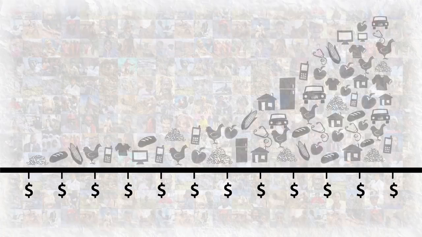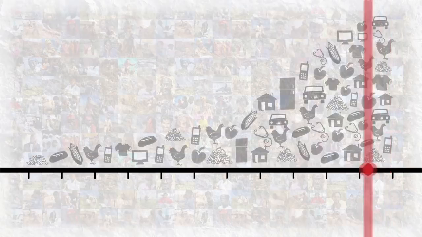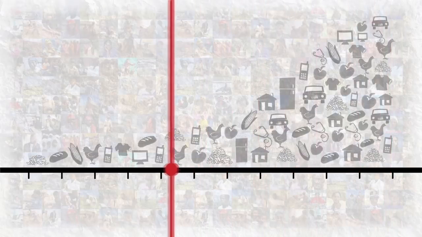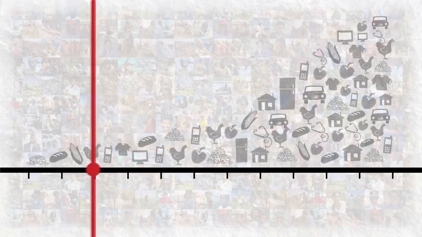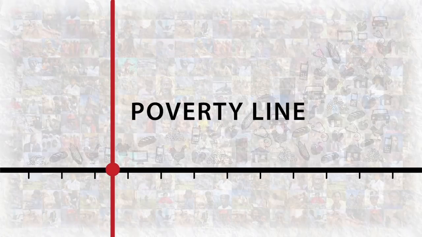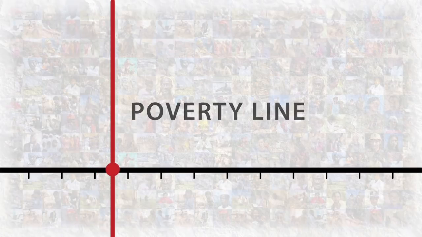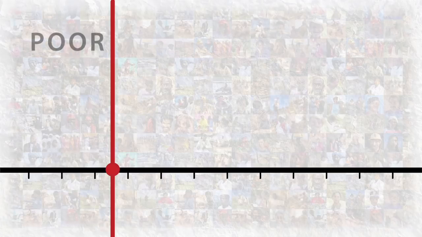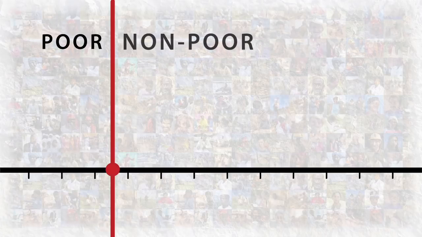There is a point at which the level of income and consumption becomes insufficient to support a good quality of life. Researchers use statistical methods to define that point, which is called the poverty line. The poverty line divides the poor from the non-poor.